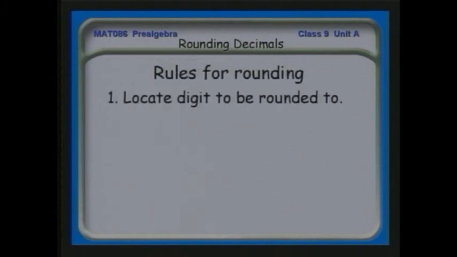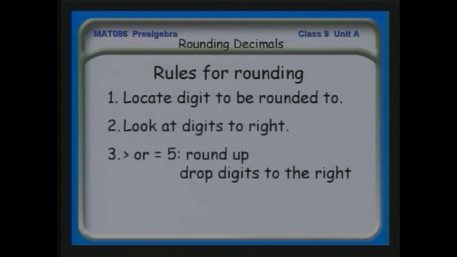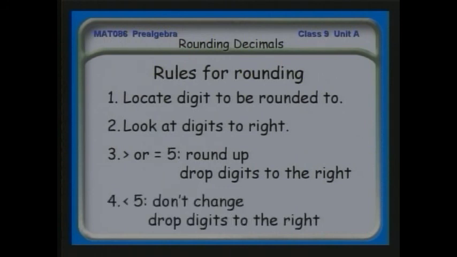Here are the rules for rounding. You locate the digit to be rounded to, then look to the digit to the right. If it's greater than or equal to 5, you round up, change the number you have your finger on to the next highest number, and then throw away anything to the right of that. If it's less than 5, you don't change the number, and you don't have to put zeros in to the right, you just throw those zeros away.